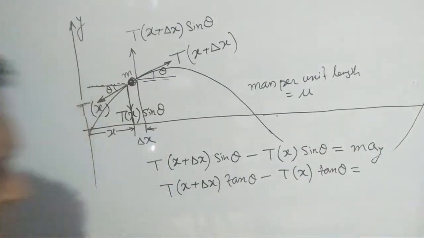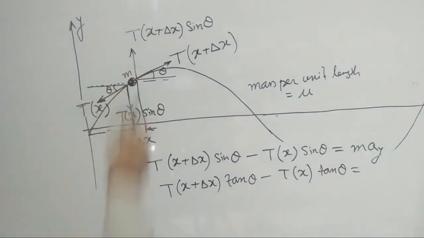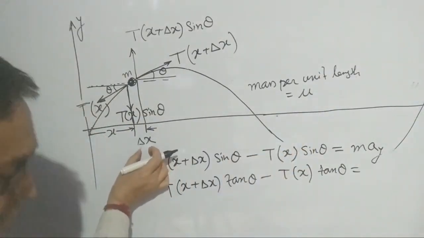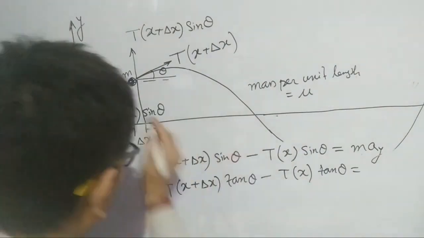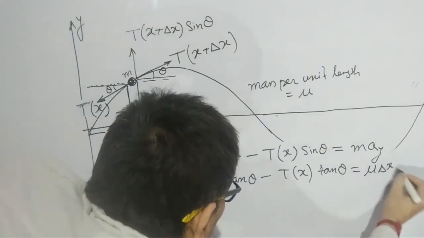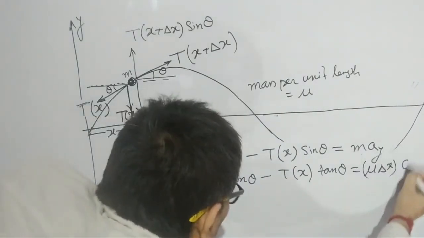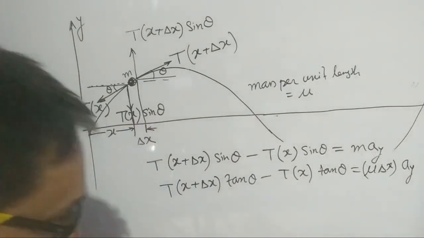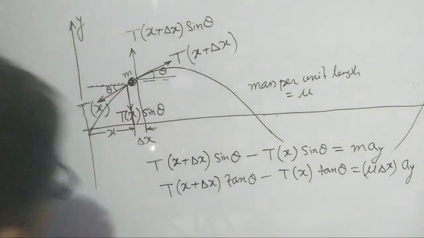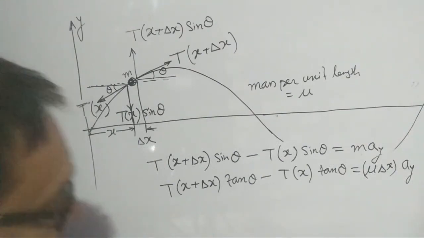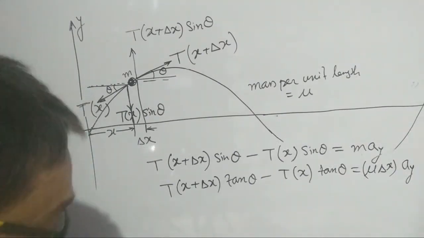equal to the mass of this small portion times acceleration. What will be the mass of this small portion? It will be mass per unit length times delta x, because its length is delta x, so this portion has a mass mu delta x, and acceleration along y. So basically this is the classical form for finding the differential equation of a transverse wave, or you can say any kind of wave must follow this equation.